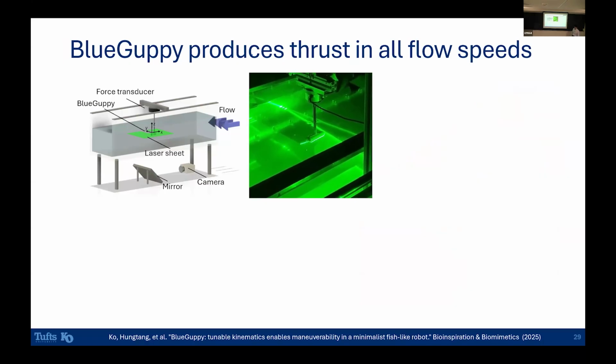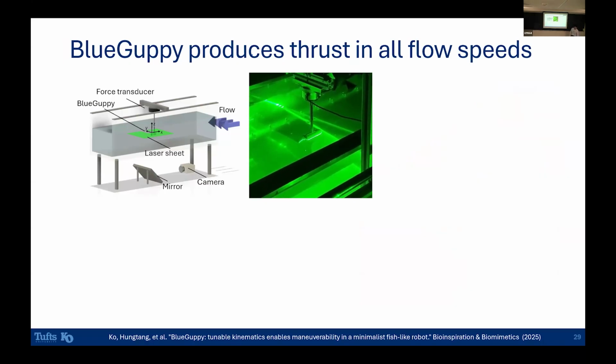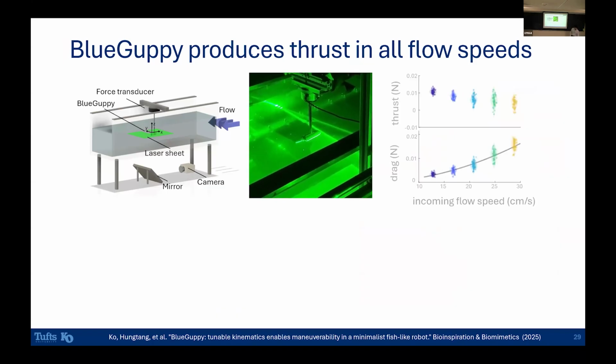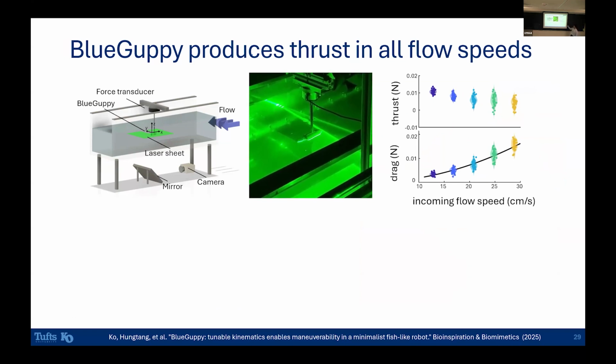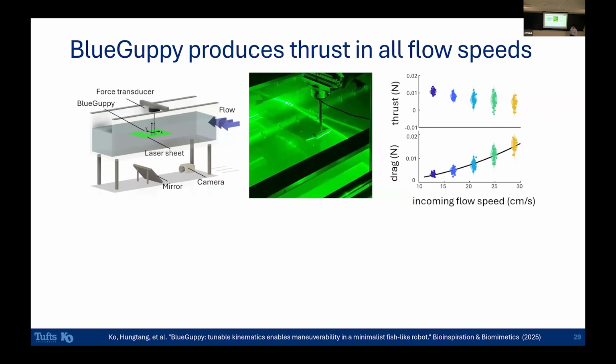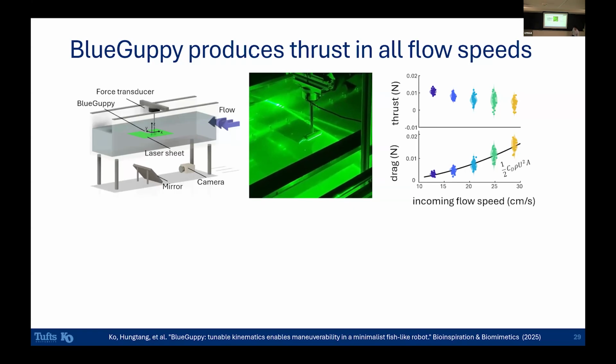So we learned a bunch of things about robots, biology, and fluid mechanics this way. The first thing we do is we attach the whole thing on a stick and measure the forces acting on it. We found that this blue guppy, that we call the fish robot, produces thrust in all flow speeds. The top is the thrust versus flow speed, and the bottom is the drag versus flow speed. The drag versus flow speed is pretty typical. It scales with the velocity squared, and the thrust decreases a little bit with the flow speed.